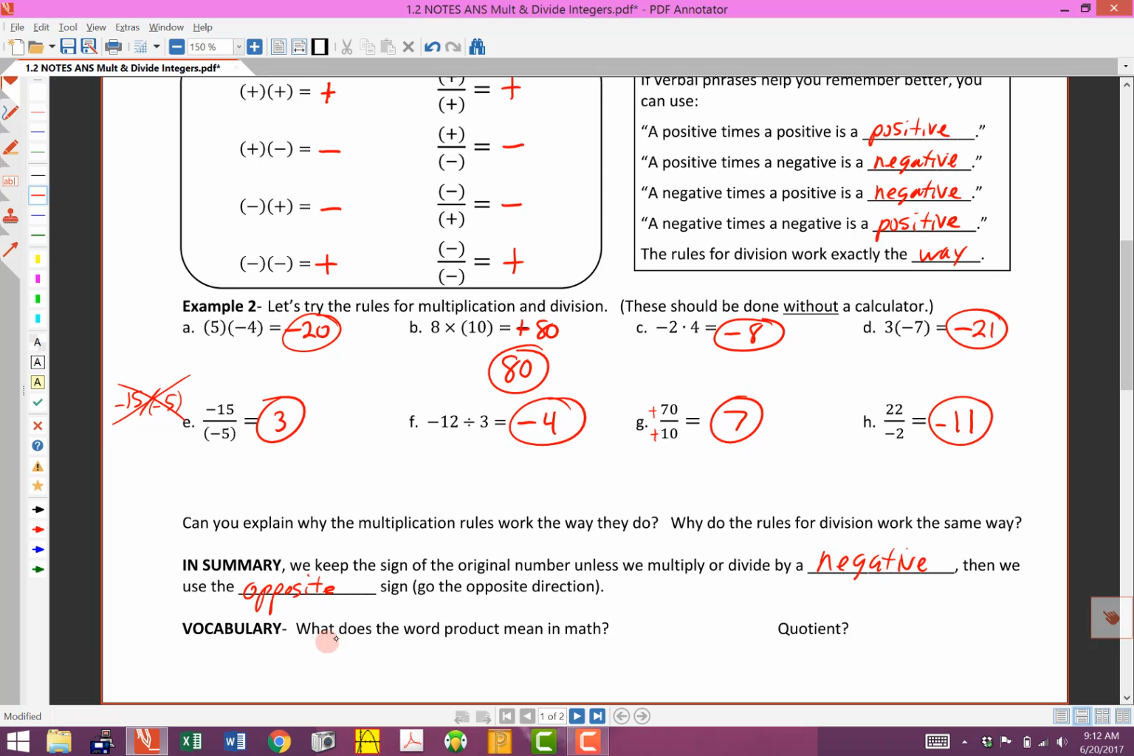And then the last thing I want to do is just remind you of a couple vocabulary words. So what does the word product mean in math, and what does the word quotient mean in math? If you think about that for just a second, hopefully these words come back. Product means multiply, and quotient means divide. And sometimes we'll say the quotient is the answer to a division problem and the product is the answer to a multiplication problem. So it's used kind of interchangeably there, but remember, product means multiplication and quotient means division.